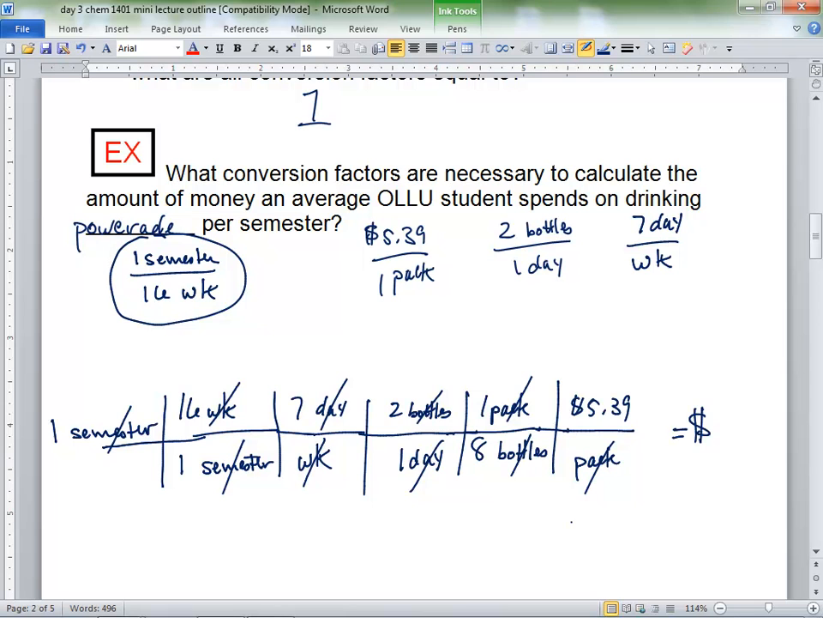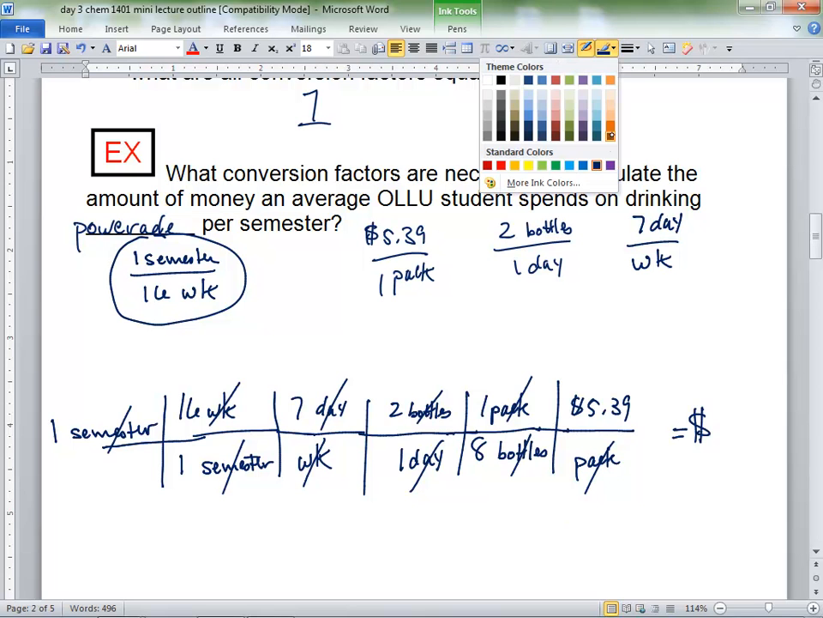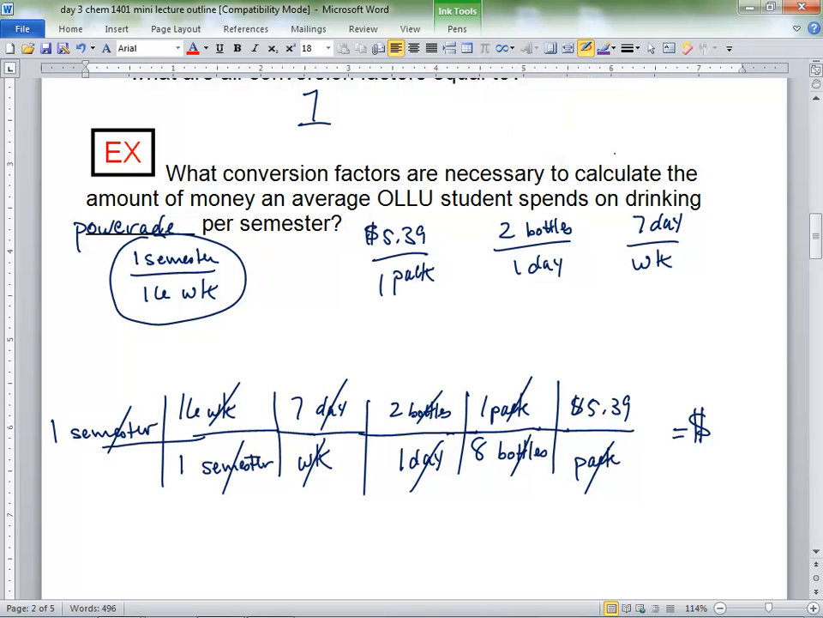what? What'd you get? $150.92. Right? For an entire semester.